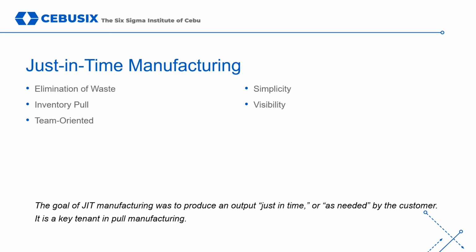The goal of just-in-time manufacturing was to produce an output just in time or as needed by the customer. It is a key tenet in the pull manufacturing system. In this section, we will discuss the just-in-time management principles, which includes manufacturing.